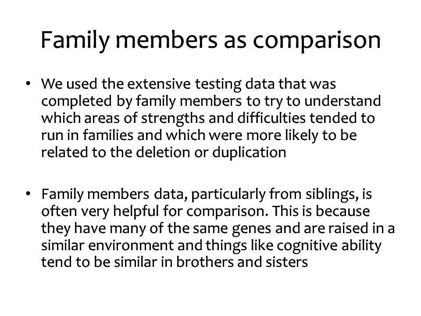We asked all the families to come in because we used the extensive testing data that was completed by family members to try to understand which areas of strengths and difficulties tended to run in families and which were more likely to be related to the deletion or the duplication. And family member data, particularly from siblings, is really helpful for comparison, because they have many of the same genes and they're raised in a similar environment, and so things like cognitive ability tend to be similar in brothers and sisters unless something else had happened or is going on.